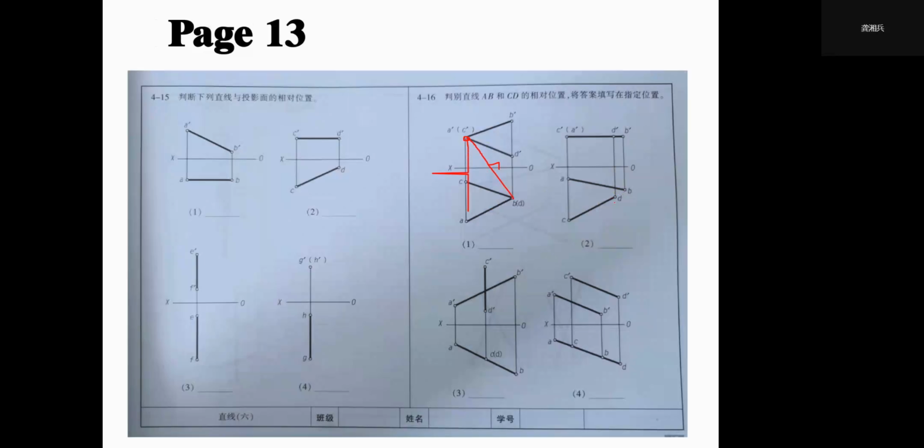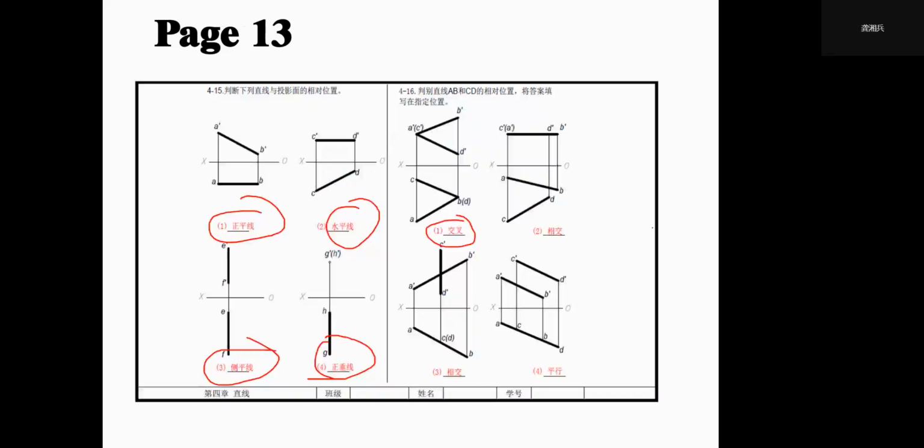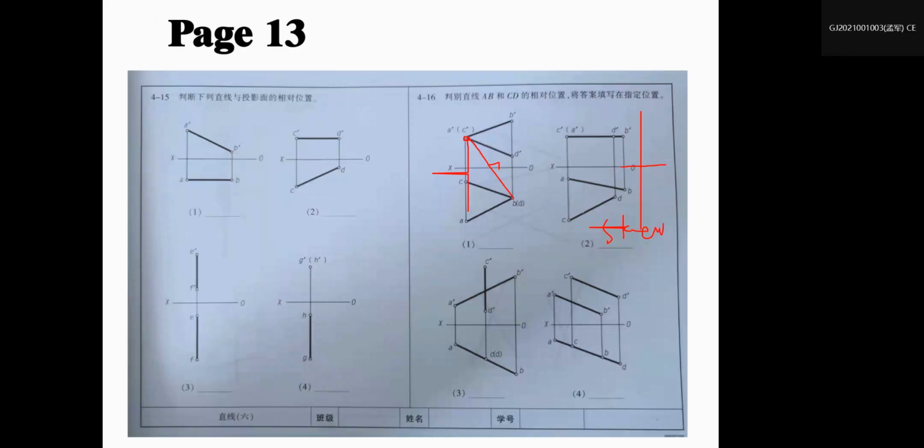No parallel, no, okay. You can complete the third one. D is there, D is there. So also is a skew line. Yeah, skew line, because no parallel, no intersection.